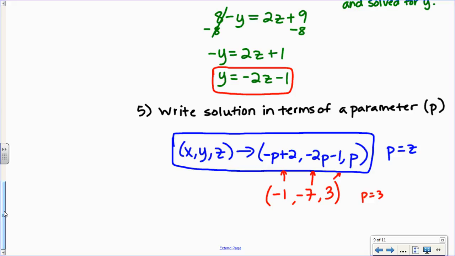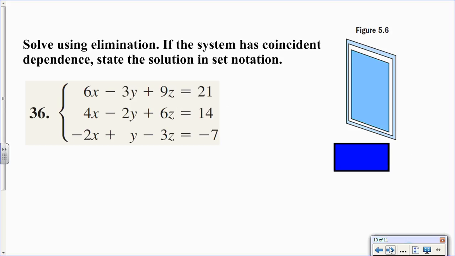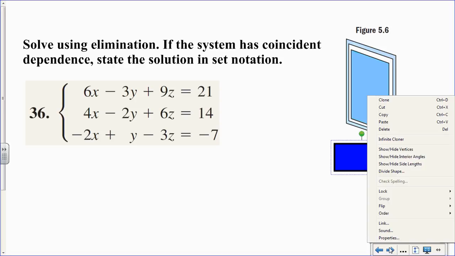Okay, so let's say if it's 0, then I would have -1 and 2. That's another ordered triple that would work in my equations. Okay, we're going to look at the other type of dependence, and that might help a little bit with the linear dependent.